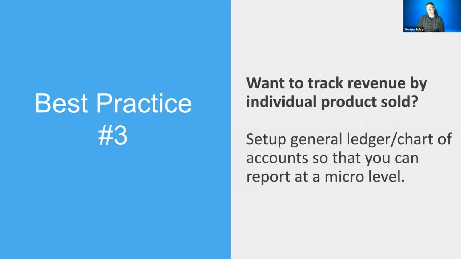The third best practice is to track individual products by setting up custom chart of accounts or general ledger codes so that you have that micro level of reporting. This allows you to look at your revenue report at a more granular level. It also allows you to bring in your revenue into your source accounting system aligned with the chart of accounts that are set up over there.